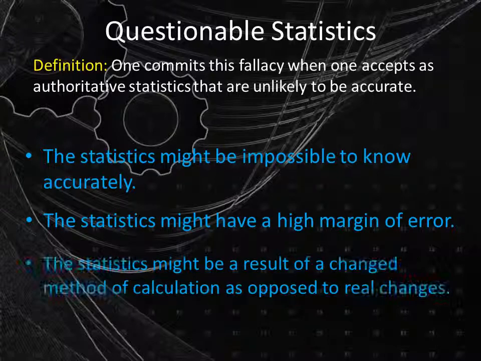Oftentimes, changes in statistics might be a result of how those statistics are calculated instead of any real-world changes. Suppose that the government wants to show a drop in unemployment. One way to do this would be if unemployment actually dropped. But another way would be to redefine what it is to be unemployed. If you count people with just a couple of hours of work a week as employed, when you didn't last year, unemployment appears to drop.